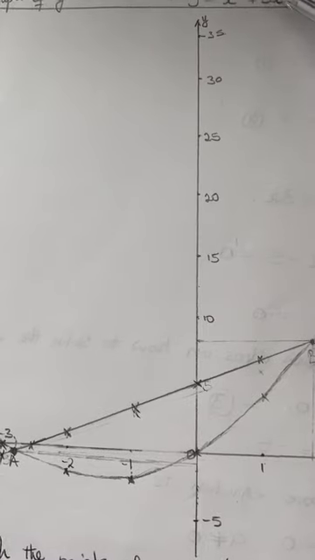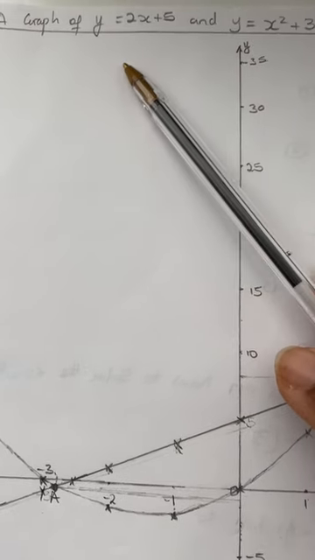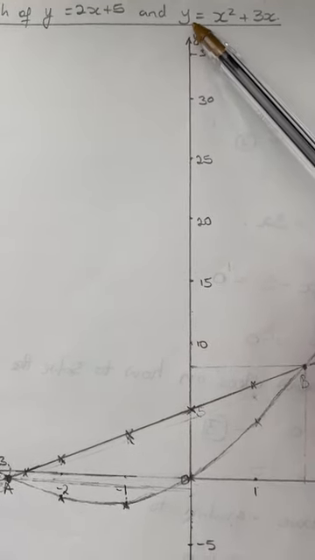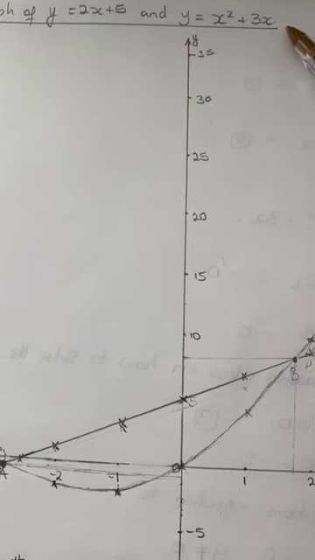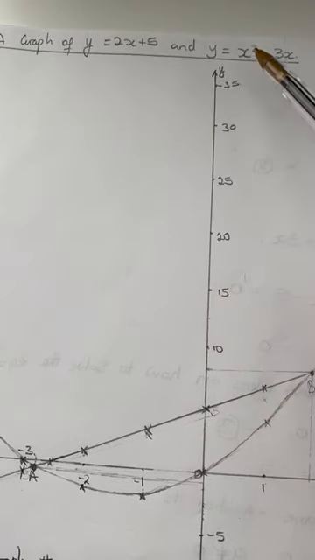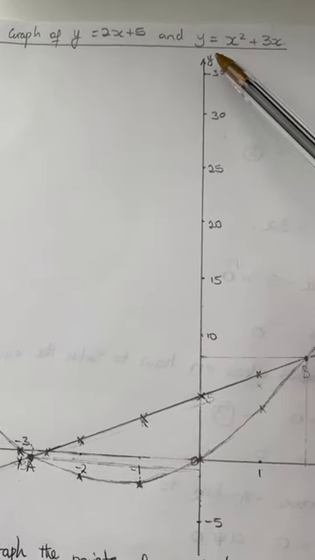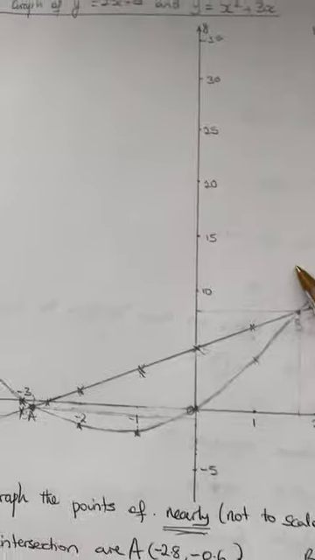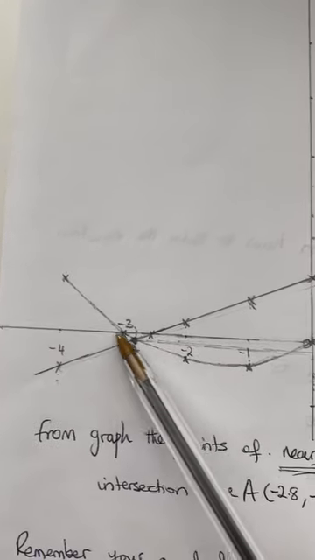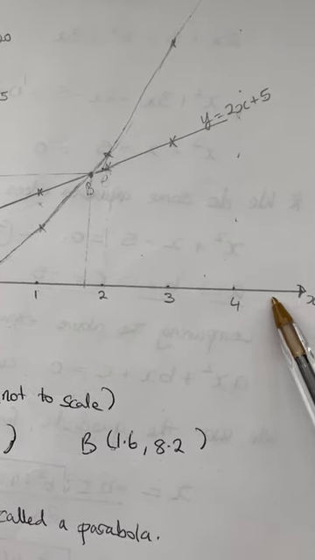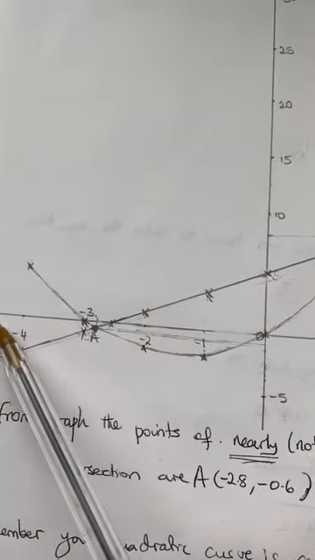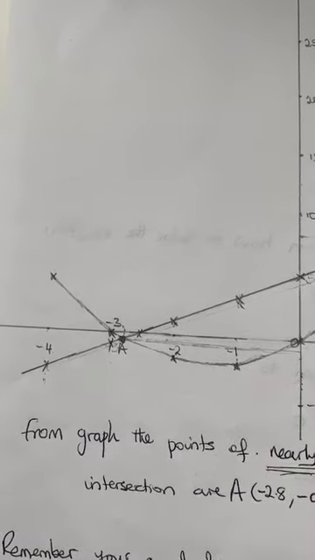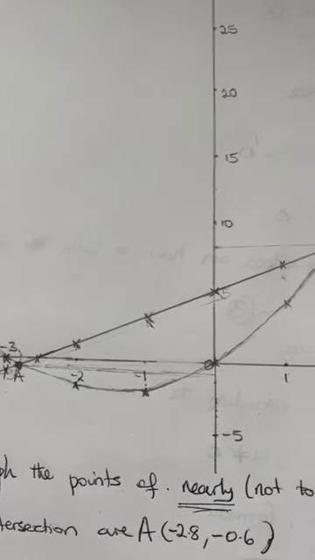Okay, so you can see that on my graph, first of all, I give it a title: a graph of y equals 2x plus 5 and y equals x squared plus 3x. So that is the linear graph and that is the quadratic graph. Now this is my y and this is my x. I know that x will start from minus 4 to positive 4. I've just left a bit on the side, as I said yesterday, to see the character of where the graph will go. But apart from that, that is basically it.